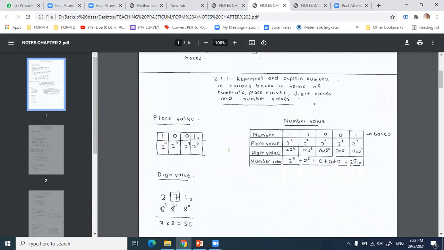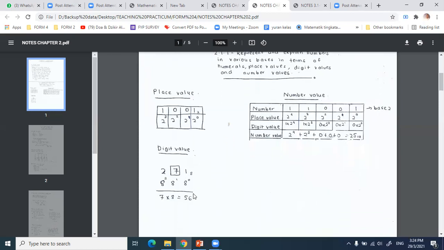Digit value is, for example, we have 271 base 8. We will start with the base value, which is 8 to the power of 0, and then 8 to the power of 1, and 8 to the power of 2. And then we want to find the digit value. For example, here I want to find the digit value for 7. So we just multiply 7 with 8 to the power of 1, which is also 8. So 7 times 8 equals 56.